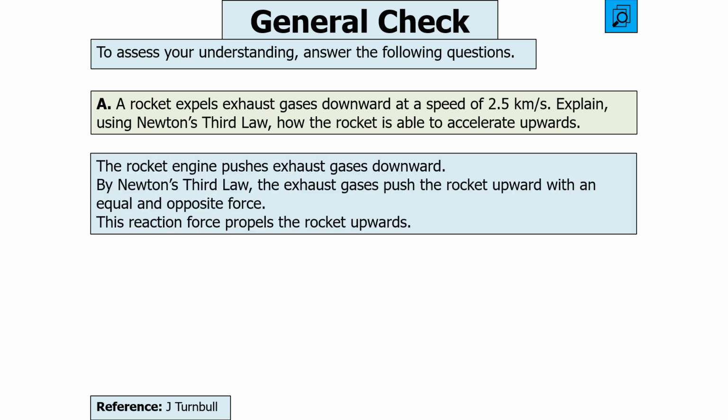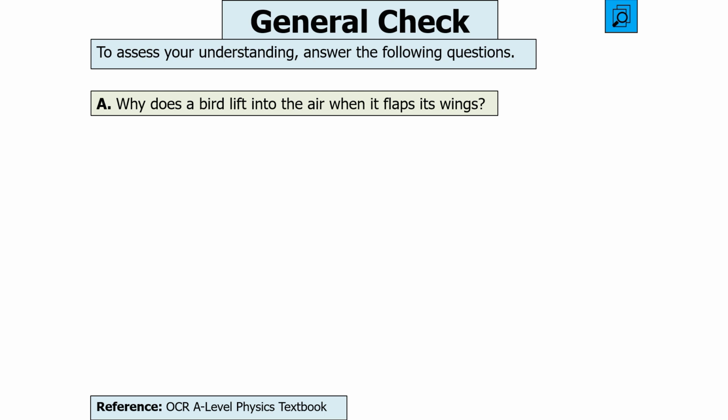The rocket engine pushes exhaust gases downwards. By Newton's third law, the exhaust gases push the rocket upwards with an equal and opposite force. This force propels the rocket upwards. Why does a bird lift into the air when it flaps its wings? So pause the video now, then unpause the video when you want to go through your answer.